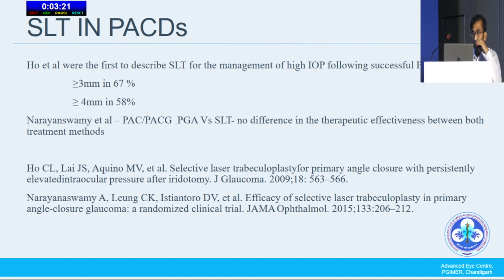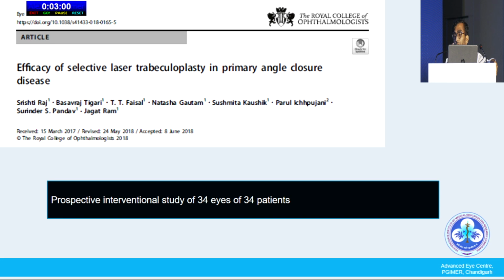There are a few studies which report the efficacy of SLT in angle closure disease, like more than 3 millimeter reduction in 67% of eyes. Narayanaswamy et al. reported a good outcome for SLT in PACD patients. We have also had some good experience of SLT in angle closure disease.